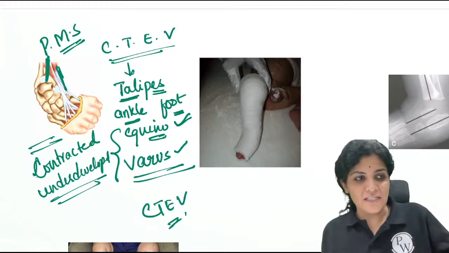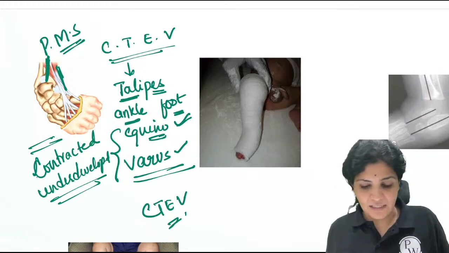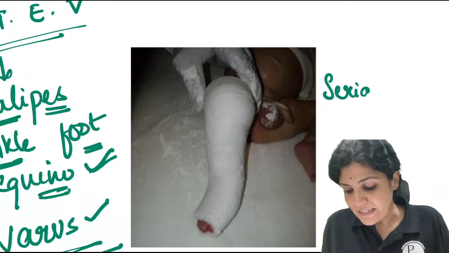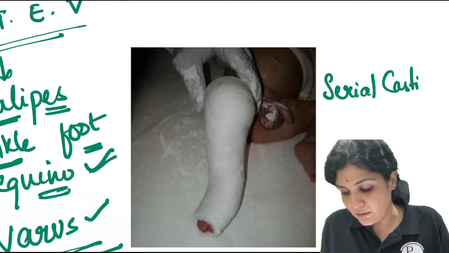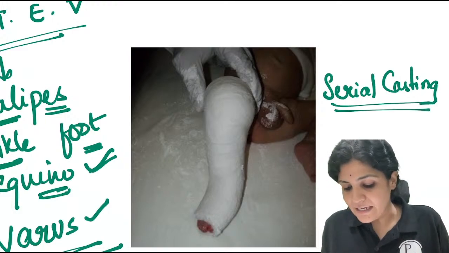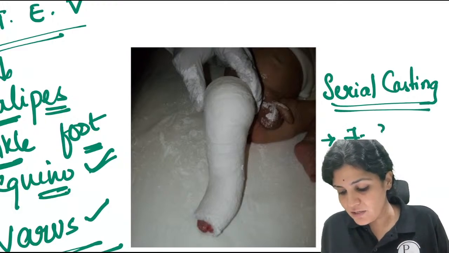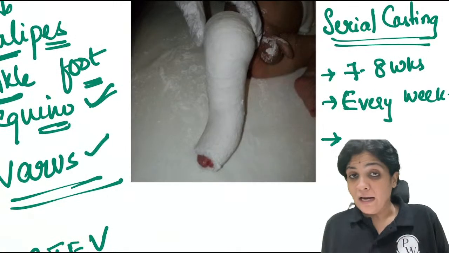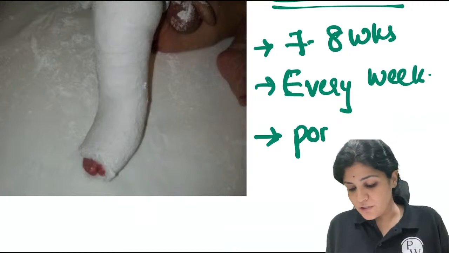Now what do we do in CTEV when we identify it? So first we do casting. This is called serial casting. Serial casting is done for at least 7 to 8 weeks. You change the plaster every week. So the patient has to visit every week. And how do you do it? We use the technique which is called the Ponseti method.